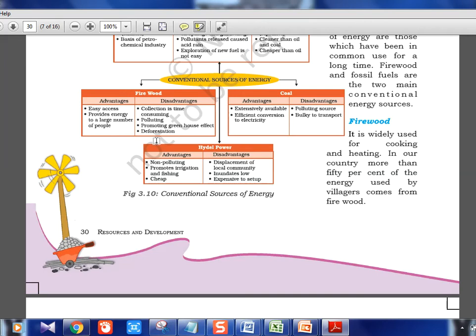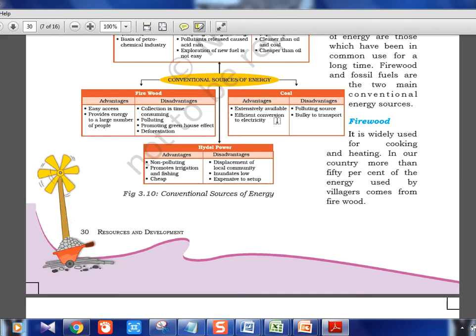In your mains answer also, whenever some question on energy comes, you can make tables like this. It's not mandatory that you have to write the answer and make the 250 words. Even if you have tables and content is there, UPSC will give marks for that. So try to make figures whenever it is a question related to geography. Easy access, provides energy to a large number of people. So firewood they are telling, coal again they are telling. If you see the disadvantage, it will always be something like polluting or something related to environment.